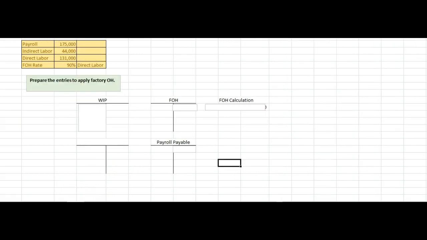So let's look at another one. This one looks at payroll of 175. It has indirect labor of 44, direct labor of 131, and a factory overhead rate of 90%. And it says, what's the applied factory overhead rate? So let's look at this. Let's uncover all this so you can get a feel for what's going on.